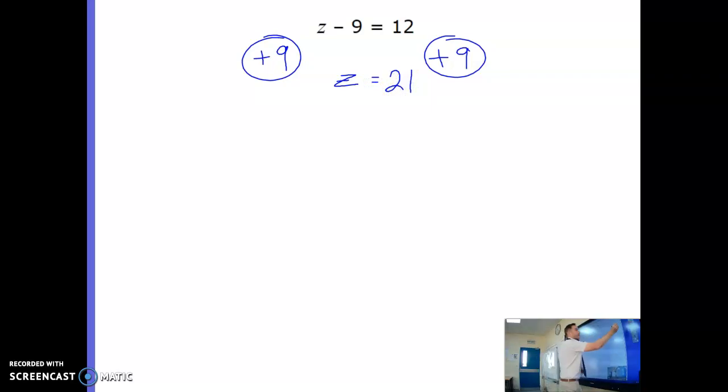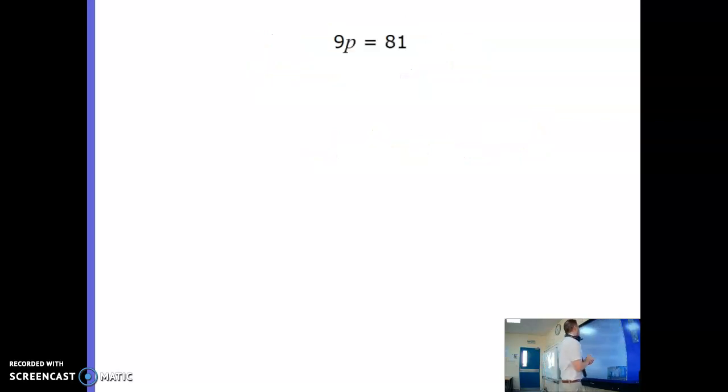Let's check our answer, and let's go 21. We're just substituting the value in here. 21 minus 9, does it equal 12? Yes, it does. We're happy. We're correct.